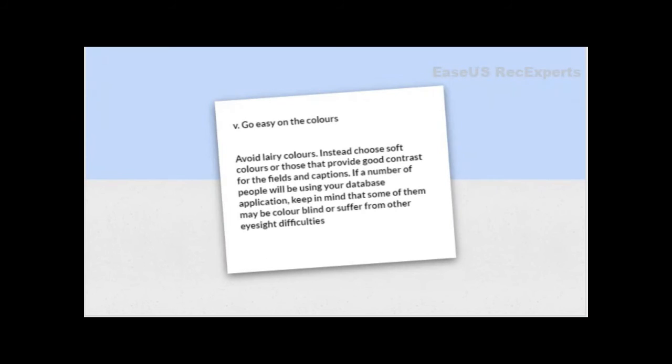Next is go easy on the colors also. Do not use very loud colors that continuously pain the users. Keep the colors very subtle and choose soft colors, or colors that provide good contrast for the fields and the captions. The colors should be matching. If a number of people will be using your database application, keep in mind that some of them may be colorblind or suffer from other eyesight difficulty. So we should keep this in mind while we choose the colors.